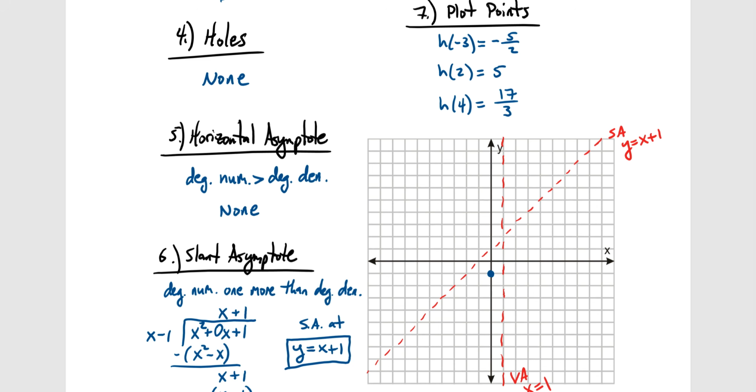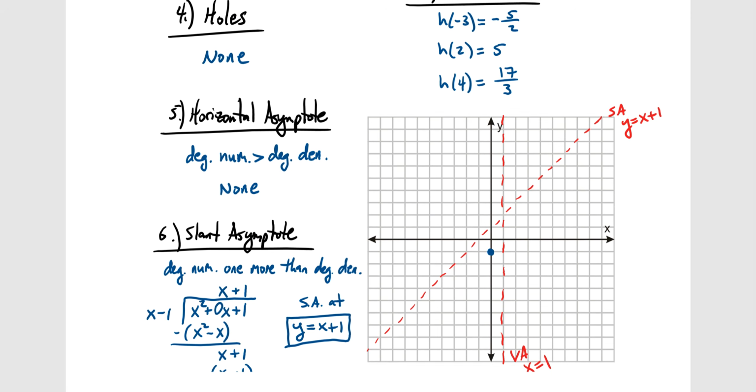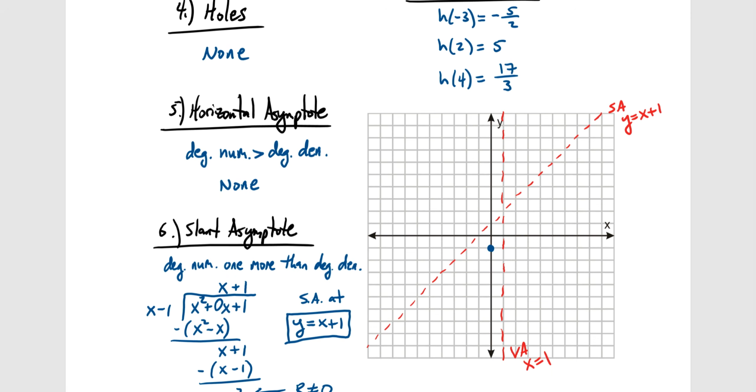So I use the x coordinates of -3, 2, and 4, and I found h of negative 3 is negative 5 over 2, h of 2 is 5, and h of 4 is 17 over 3. So let's graph them. Negative 3 comma negative 5 halves would be about right here.